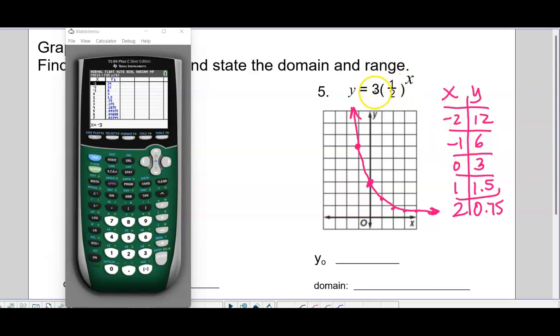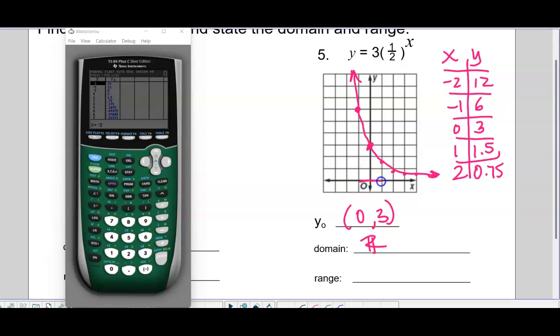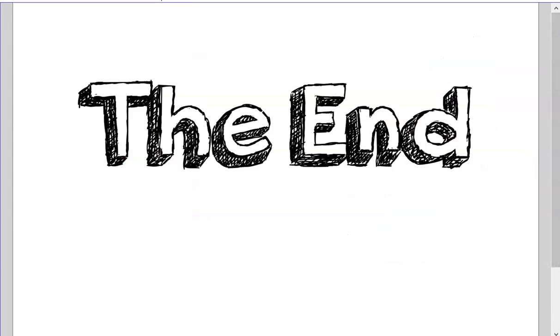So our y-intercept can be seen right from our equation, but we can also see it on our graph. It is the point (0, 3). The domain is all reals, and the range looks like it's the same as the last one. It's going to be all of the y values that are greater than 0. And our asymptote is going to match the last one as well. It hugs the x-axis here, and the asymptote is horizontal, so that's a y equals sentence, and since it's the axis, it will be 0. And that concludes our lesson on exponential functions and their graphs.